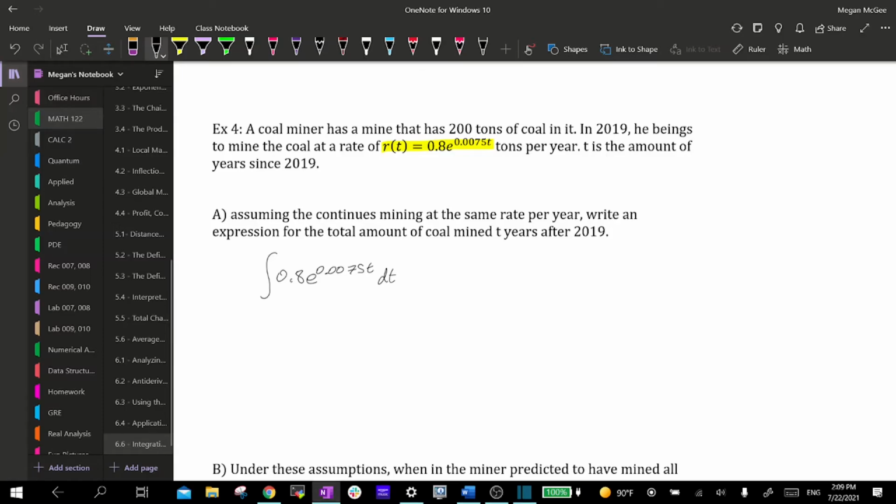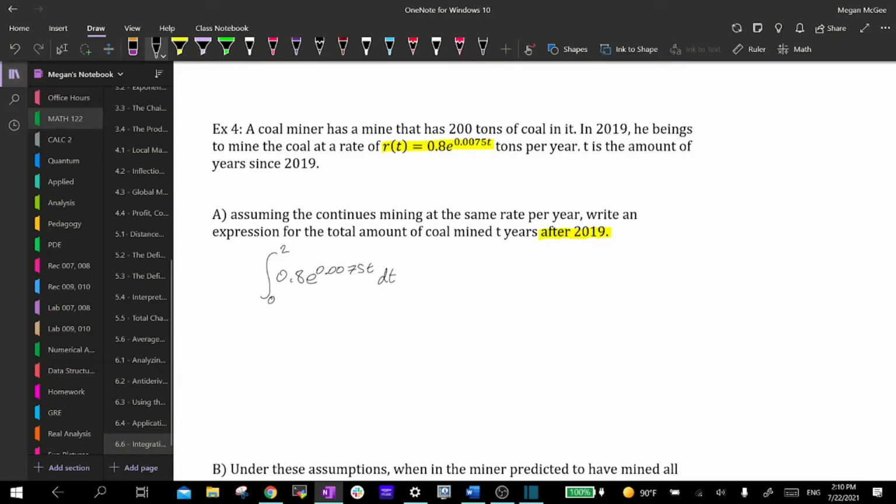And we need some bounds for this integral. So we want to know the total amount of coal mined t years after 2019. So it says that he began mining in 2019. So if t is the number of years since, if we started 2019, it's been 0 years since the start of 2019, right? So we're going to start at 0. And normally, if we're asked to find the total amount of something between the first 2 years, right, we would then say, well, t has to be equal to 2, and so we'd put a 2 up here.